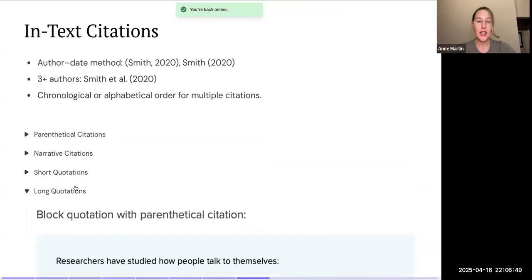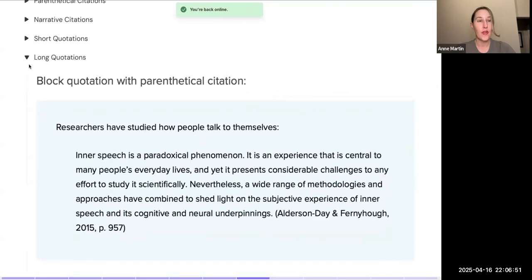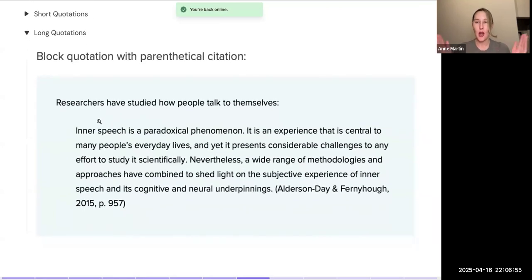If it's a long quotation, meaning more than 40 words, because this is shorter than 40 words, longer than 40 words, you have a block quote. So it is left justified. You can see here that that block quote is left justified. You don't need quotation marks, but you still do have your in-text citation with the author name, the year, and the page number.